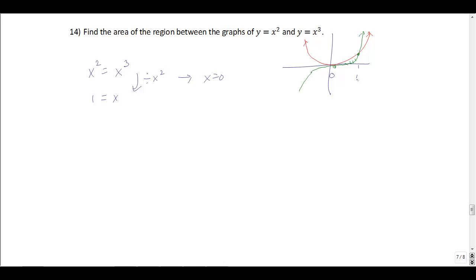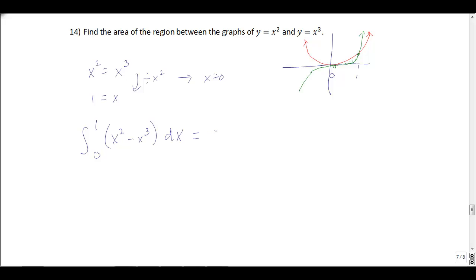So that means my area, I get an integral from 0 to 1. Top function, note, is actually the x squared. Bottom is the x cubed. A lot of times students will mix that up thinking x cubed should be bigger, and that's true for x bigger than 1, but for x less than 1, actually x squared is bigger than x cubed.